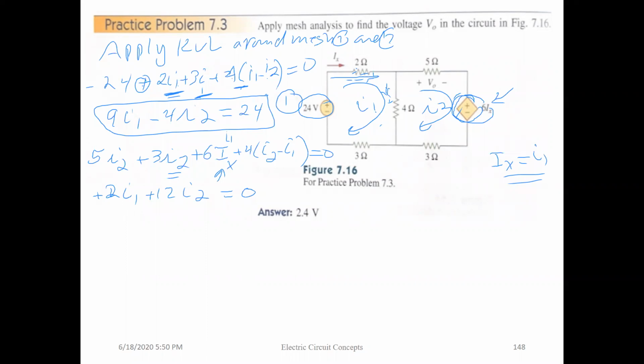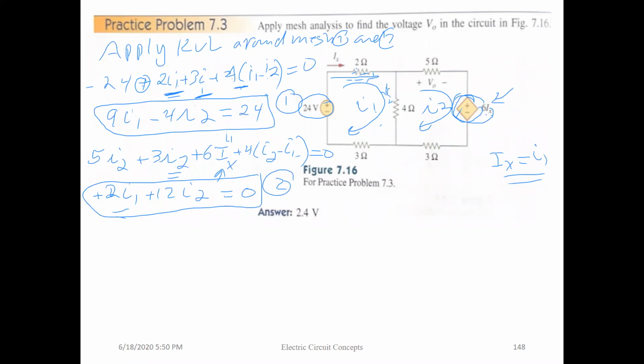Okay, so again, let's check one more time. So we have 5I2, we have 3I2, and then we have 6ix, and ix is I1. And then we have 4I2 minus I1. So this is 6I1 minus 4I1, which would be 2I1. And then we have 5 plus 3 is 8. 8 plus 4 is 12. So this is the second equation.